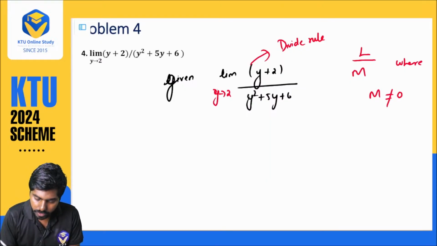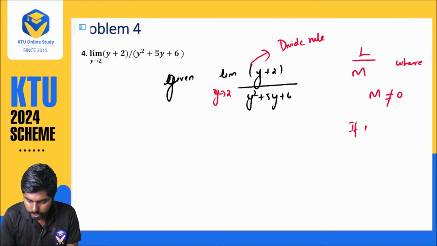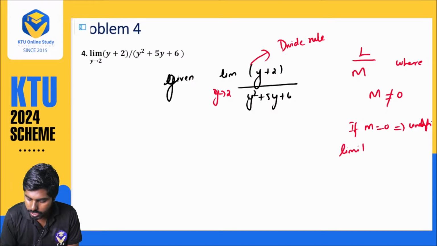Because if m is equal to 0, it is undefined. Undefined means the limit does not exist.